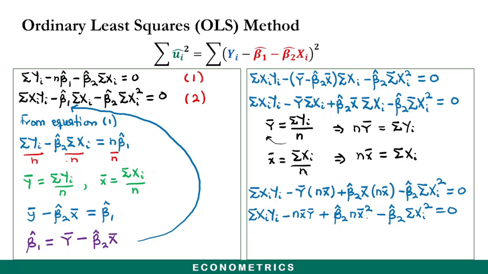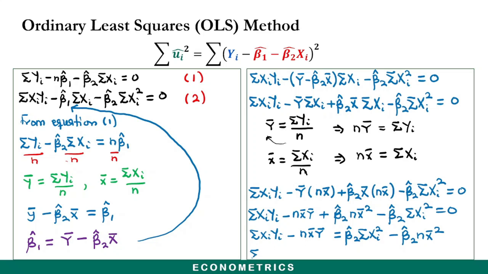So we simply group like terms. So we transpose these two terms to the right-hand side. So in which case, we are going to get sigma xi yi minus n x bar y bar. And this is going to be equal to, then we send these two terms. So this is minus here. It's going to be positive beta 2 hat sigma xi squared. And then minus beta 2 hat n x bar squared.